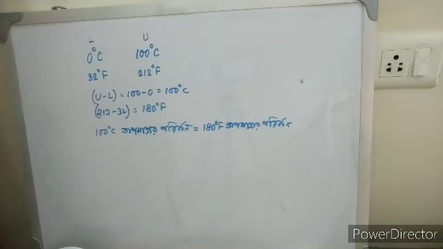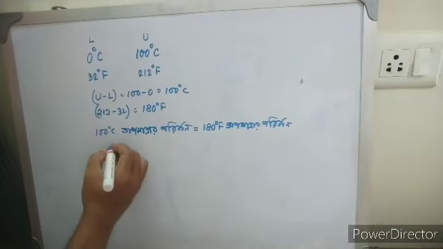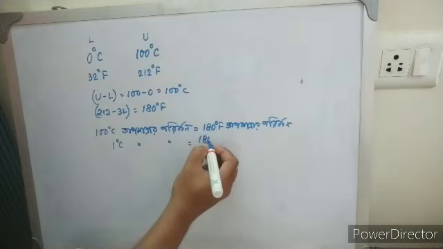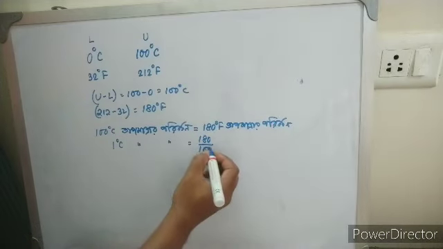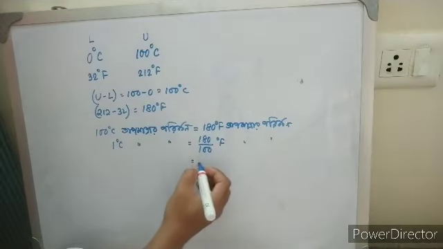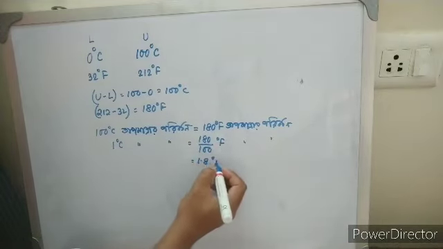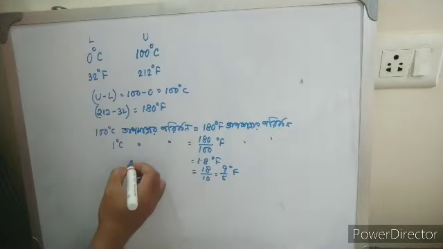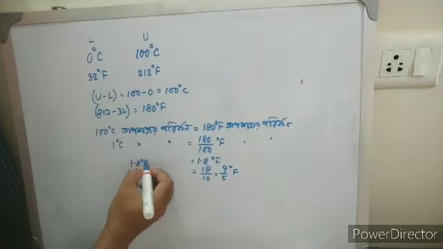Therefore, for the single change in temperature in centigrade scale, that means 1 degree centigrade change in temperature equals 180 divided by 100 degree Fahrenheit change in temperature. Therefore, we have 1.8 degree Fahrenheit. That means 18 divided by 10, that means 9 by 5 degree Fahrenheit. You can use 1.8 degree Fahrenheit, or you can use 9 by 5 degree Fahrenheit, whatever be.